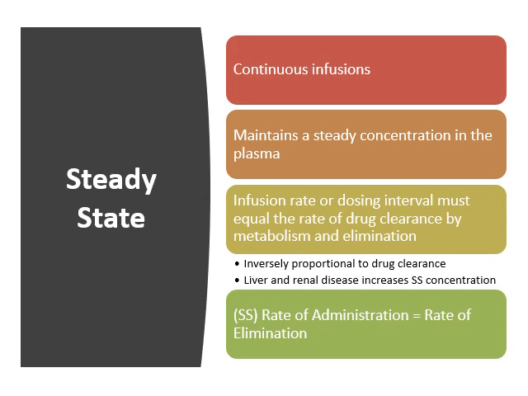So at this point, what's going in and the dosing interval equals what is being cleared and metabolized in the body. It's inversely proportional to drug clearance. Liver and renal disease increase steady state concentration. Makes sense, right? You're going to have a higher steady state concentration because you cannot metabolize and eliminate the drug. So the concentration is going to be high. So again, steady state refers to the rate of administration, and it's equal to the rate of elimination.